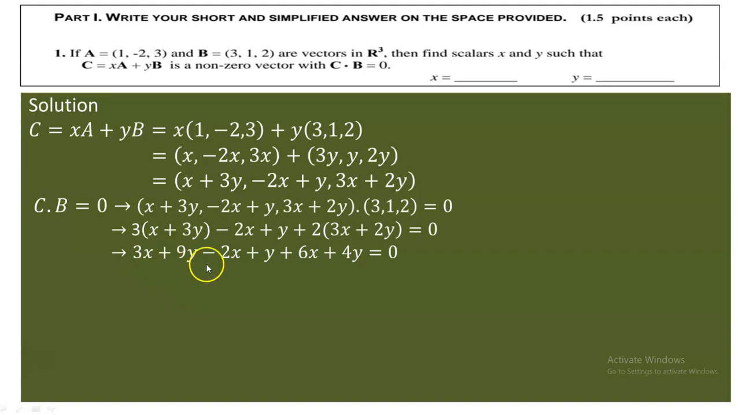Finally, after summing this, 3x minus 2x plus 6x makes 7x. Then 9y plus y is 10y, and 10y plus 4y makes 14y. So altogether you have 7x plus 14y, so you can take 7 as a common factor out, and then you have 7 times (x plus 2y).